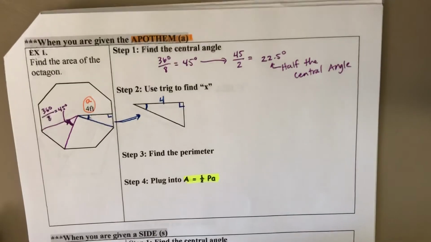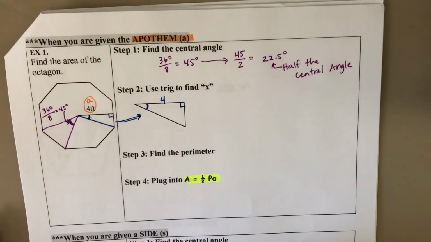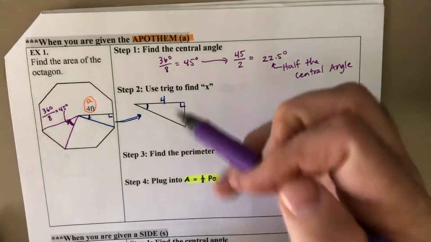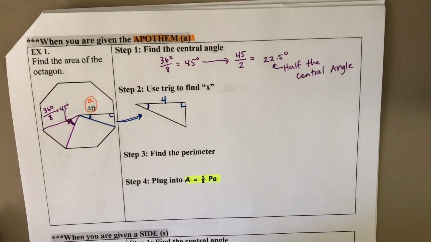All 3 of the types, this is where you start. Find half the central angle, because every one of them is going to be dealing with a triangle. Okay? So that's a really important piece. We're going to have to find that.